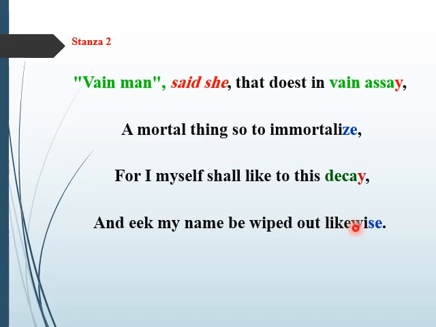And then you see here, mortal thing means what? Love. That our love will end, and myself will end, and my name will end, will vanish, will disappear.